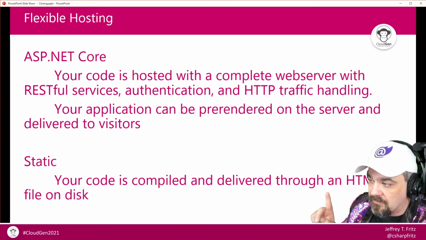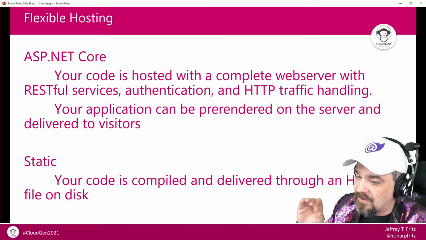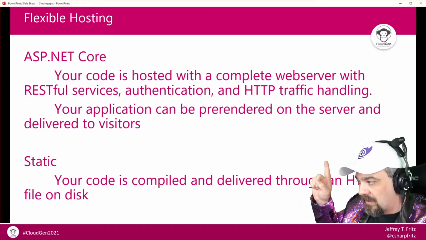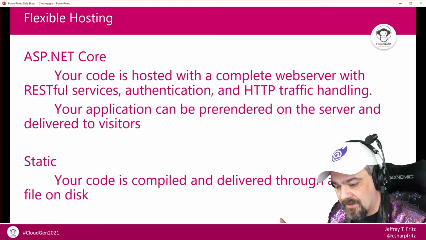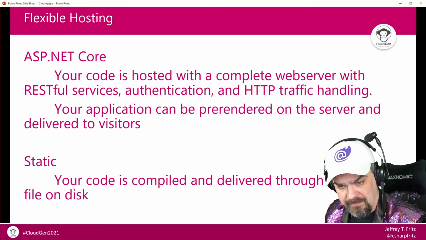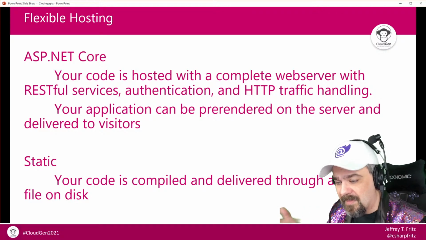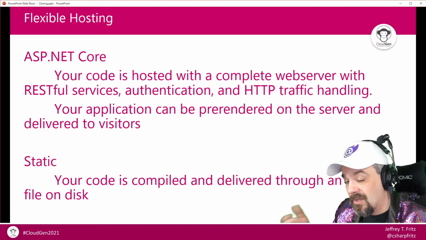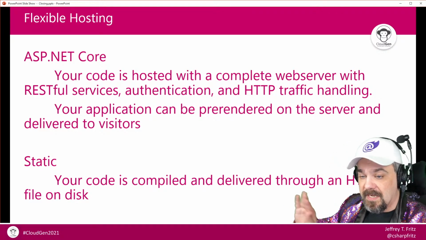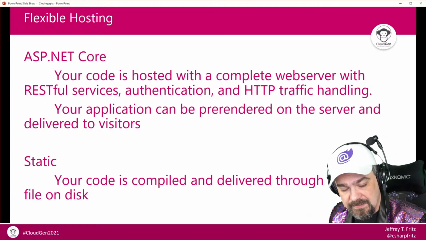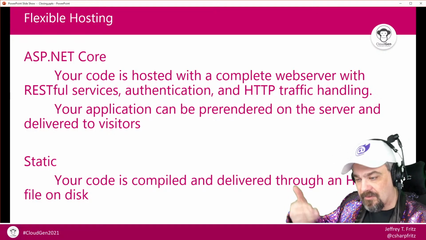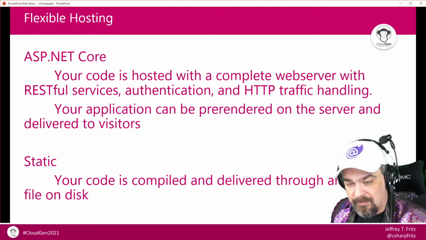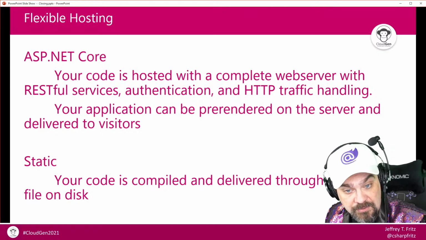You can also now pre-render the content from your Blazor WebAssembly application, pre-render it on the server, deliver it to visitors, so you prime the pump effectively. You give them their first render of the application while the rest of the content is being downloaded. It creates the perception that your application is loading and running faster.